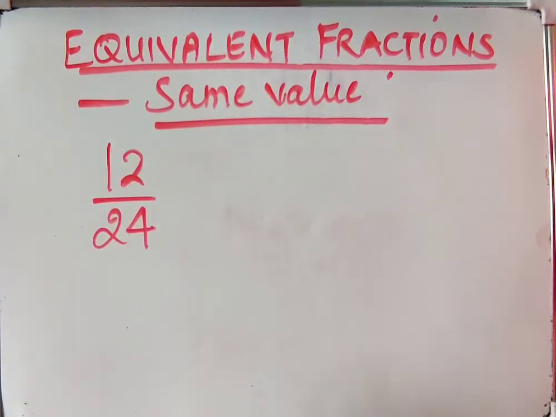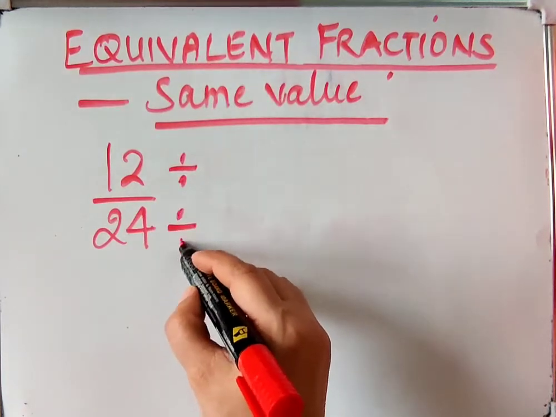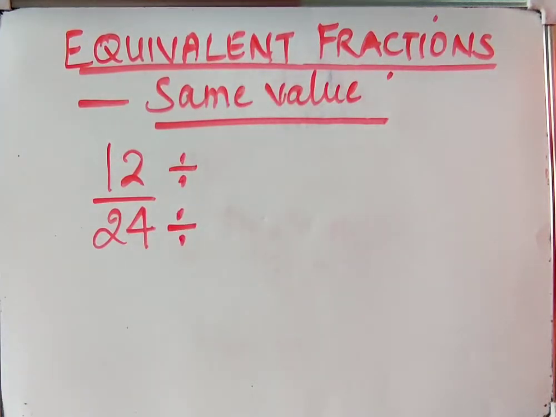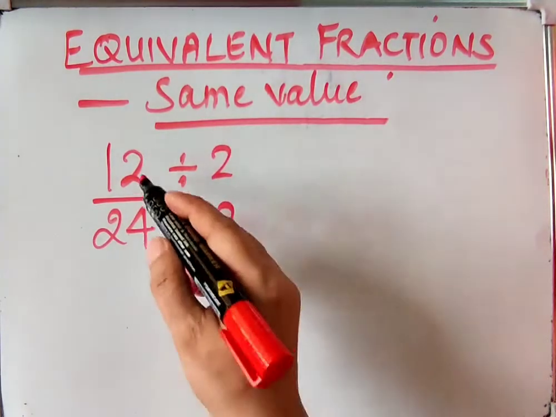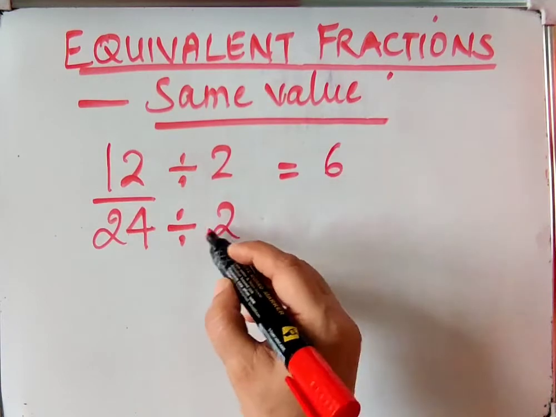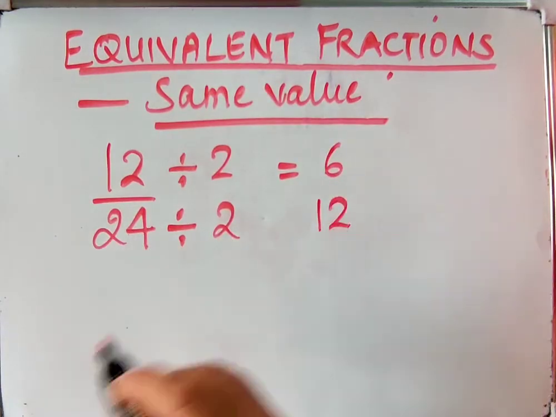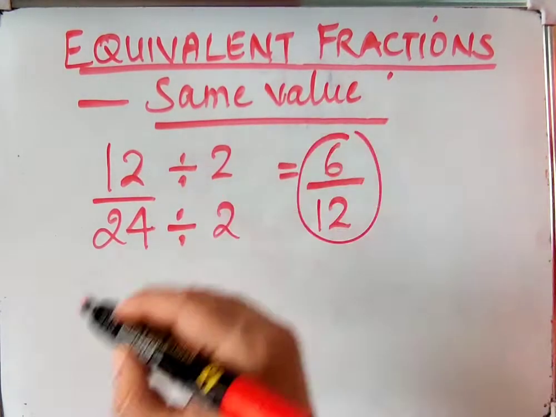In the same way, I can divide the numerator and the denominator by the same number to get the equivalent fraction. Suppose I divide them by 2. So 12 divided by 2, 2 sixes are 12 and 2 twelves are 24. Thus 12 by 24 and 6 by 12 are equivalent.